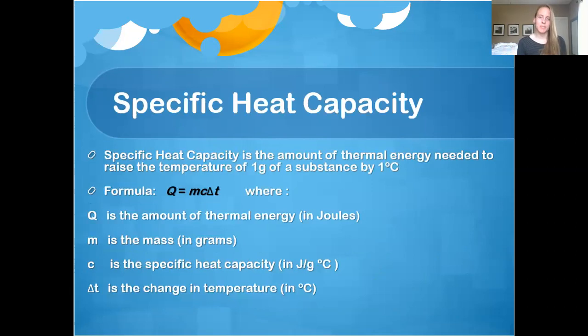So, speaking of specific heat capacity, it is the amount of thermal energy needed to raise the temperature of 1 gram of a substance by 1 degree Celsius. I don't really care if you know that definition or not, as long as you know that specific heat capacity essentially talks about how well something absorbs energy. The formula is Q equals mc delta T, where Q is the amount of thermal energy in joules, m is the mass of the object in grams, c is the specific heat capacity in joules per gram degree Celsius, and delta T is the change in temperature, also in degrees Celsius.